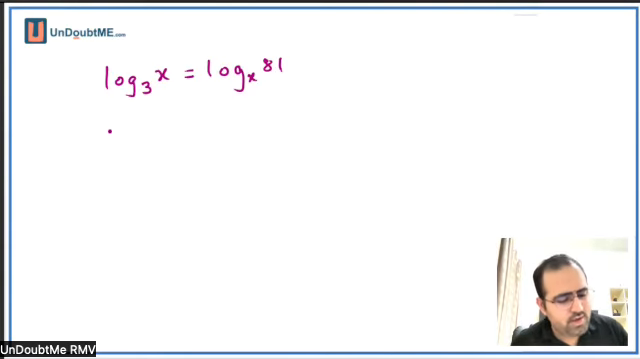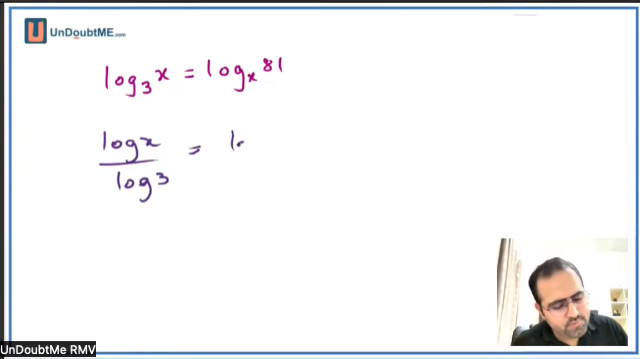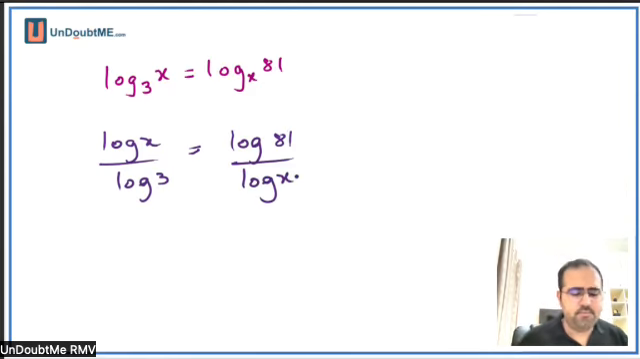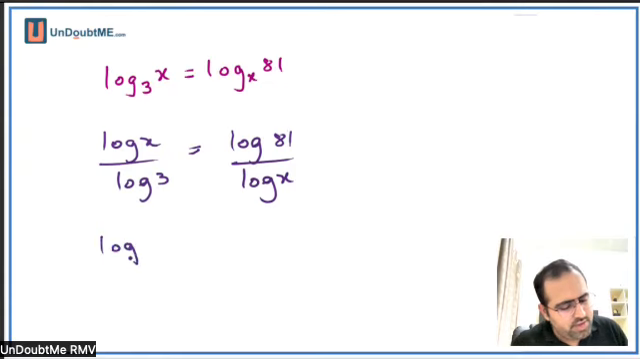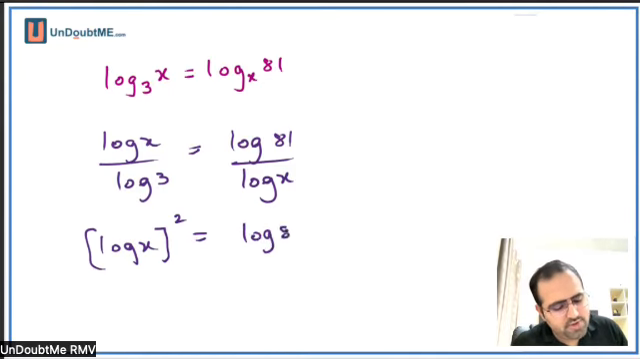So what I'll do, irrespective of what base I'm taking, I'll just apply base change formula on both the sides. So it will be log of x over log of 3 is equal to log of 81 over log of x. And then it is simple mathematical multiplications. So on the left hand side, it will be log of x whole square. And on the right hand side, it will be log of 81 times log of 3.